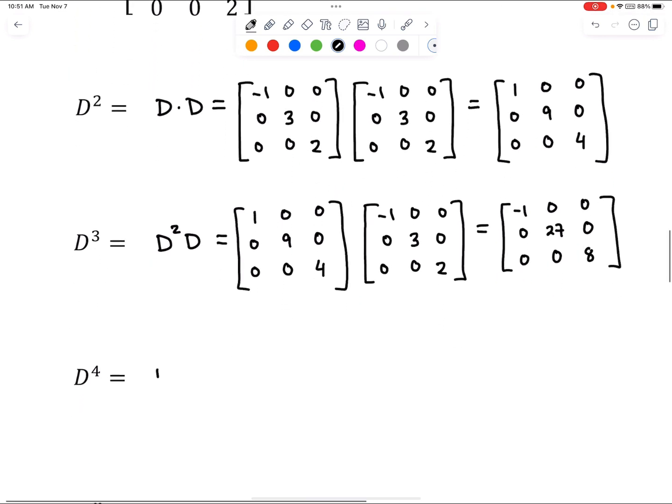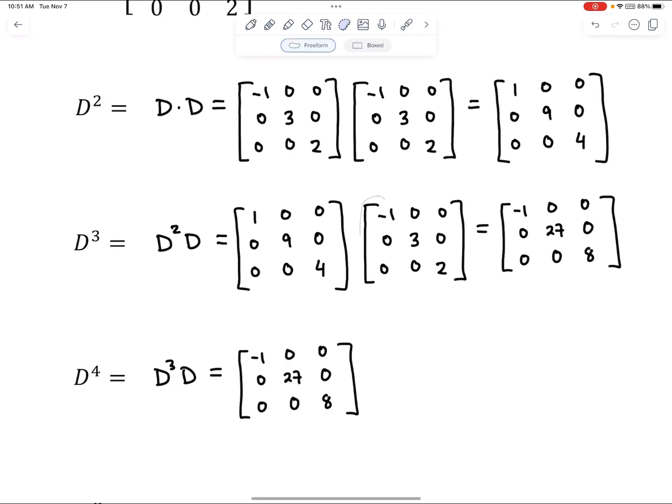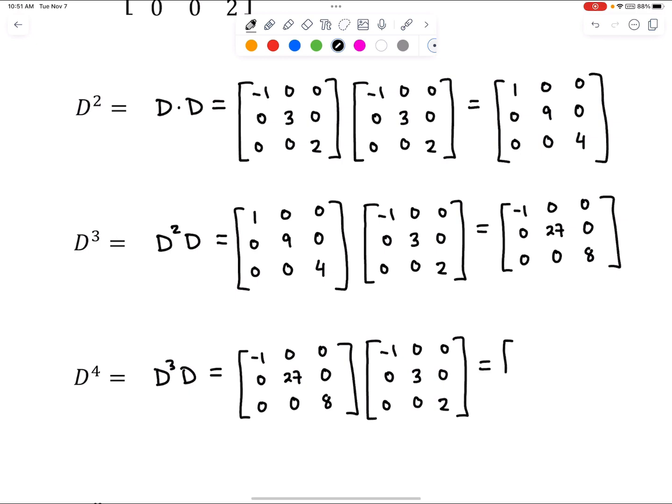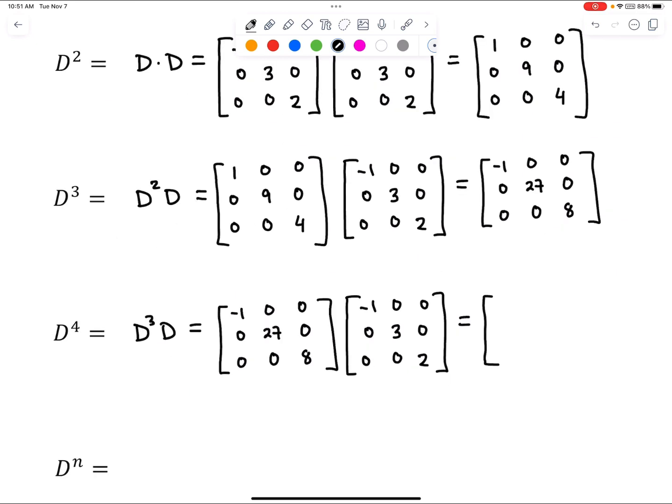D to the fourth will be D cubed times D. I've already calculated D cubed. Multiply by one more copy of the matrix D. This will produce a new 3 by 3. First column will be -1 times -1, +1, 0, 0. Then 0, 3 times 27 is 81. And then 0, and then 0, 0, and 2 times 8 is 16. Well, this 1 here is just -1 raised to the fourth. This 81 was just 3 raised to the fourth. And this 16 in the end was 2 raised to the fourth.